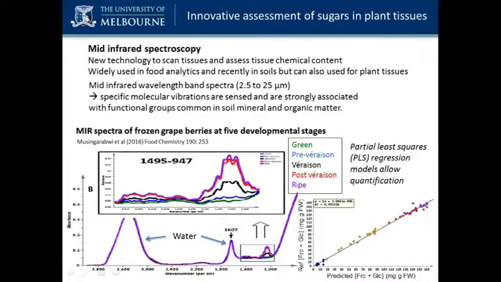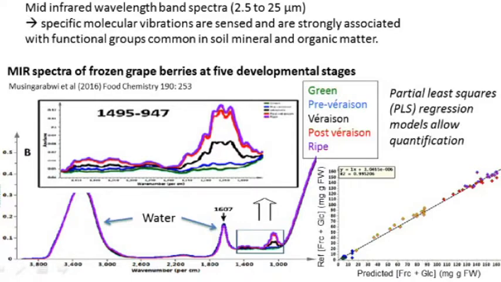And I picked an example of a recently published study where people did MIR spectra in frozen grape berries at 5 different developmental stages. And here you have the entire spectrum of an MIR spectrum. So here are the big water peaks, and then this is the region of interest where people want to look a bit closer. The grapes were either green, pre-veraison, at veraison, or ripe or in post-veraison classes. And then they compared these results.